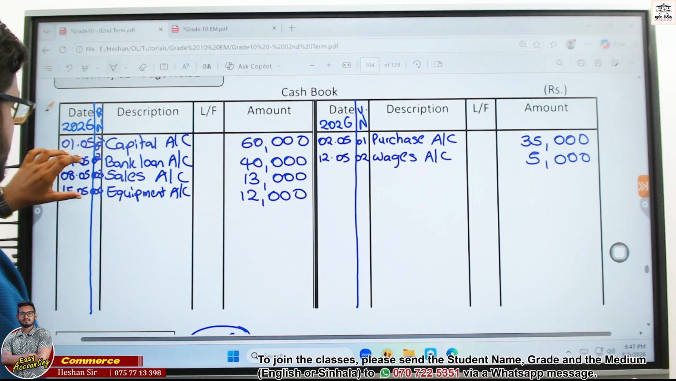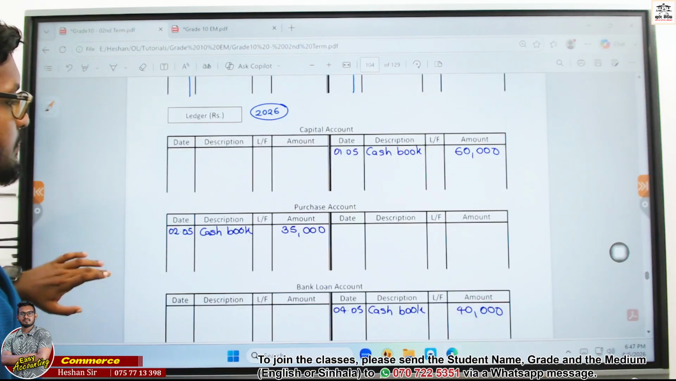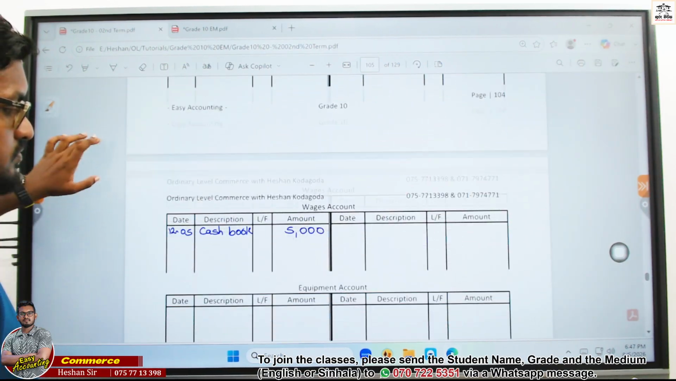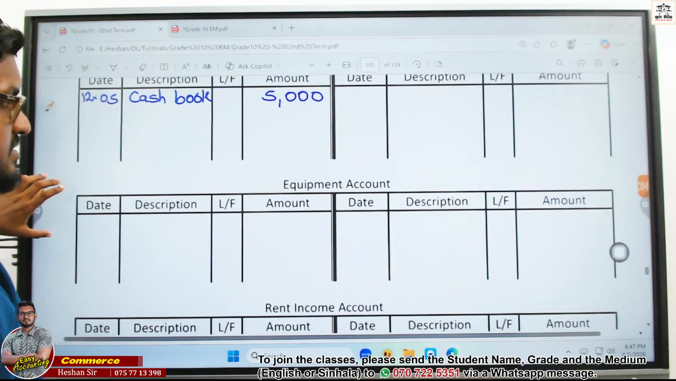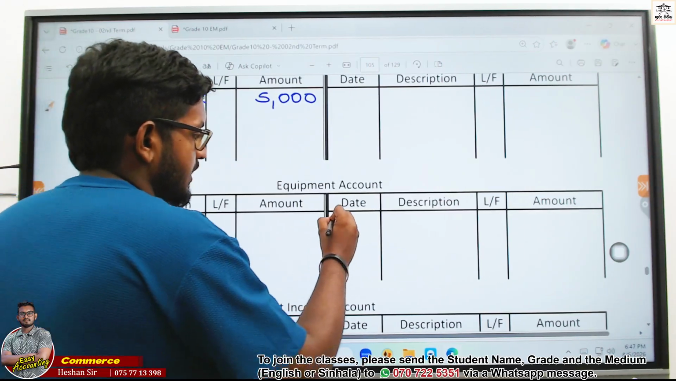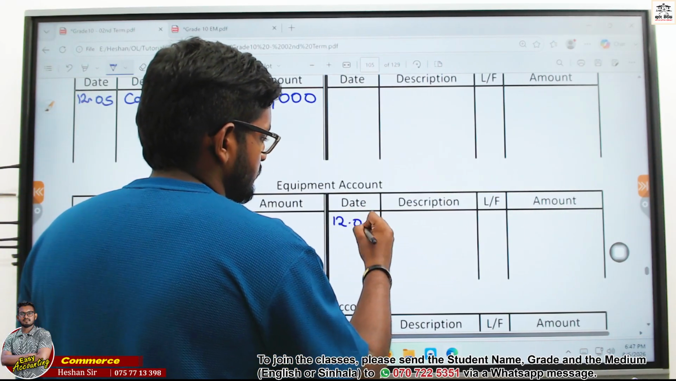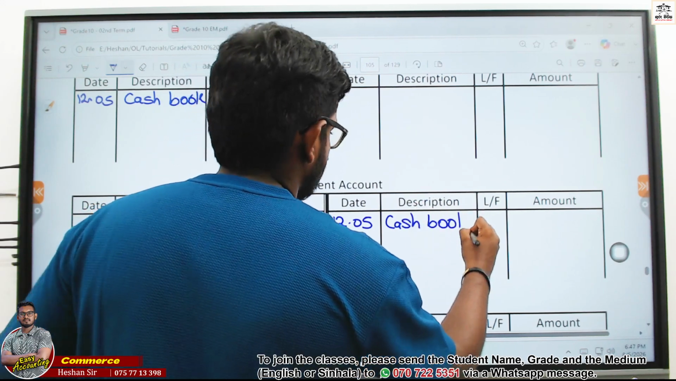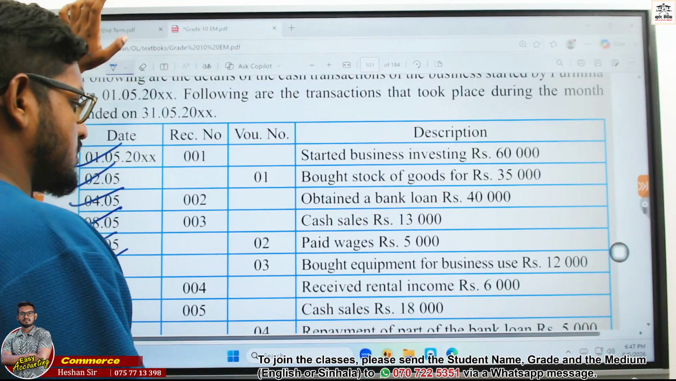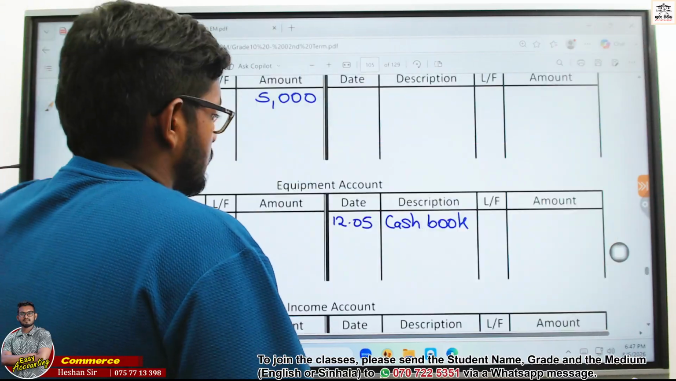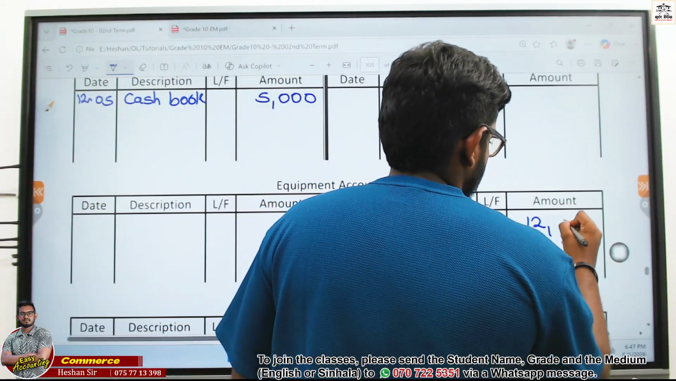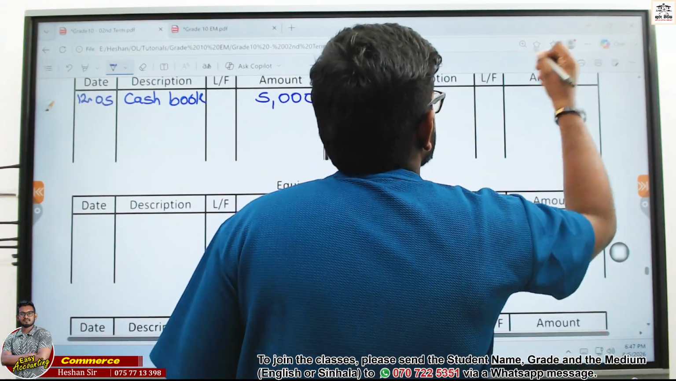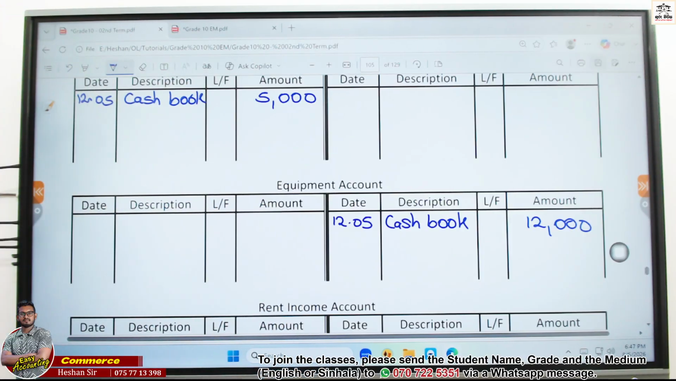Equipment 12,000. The equipment account is an asset account. 12th of May, cash book. How much? 12,000. Have purchased: cash book credit, equipment account debit.